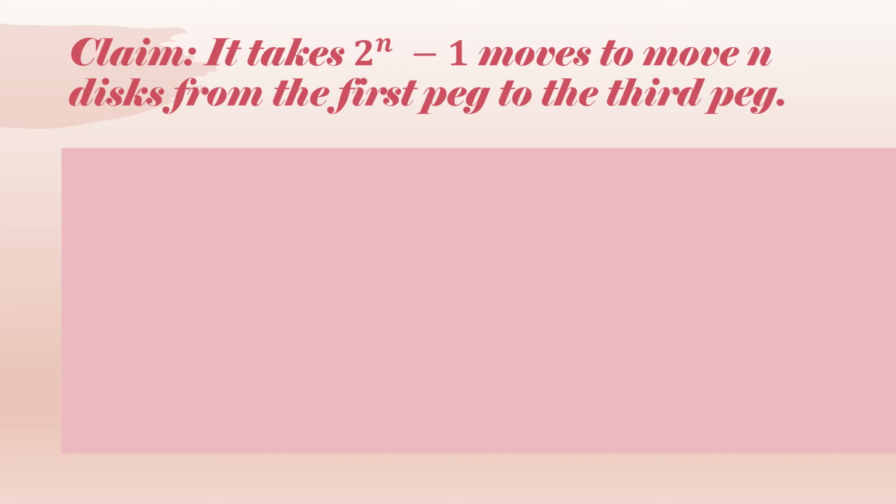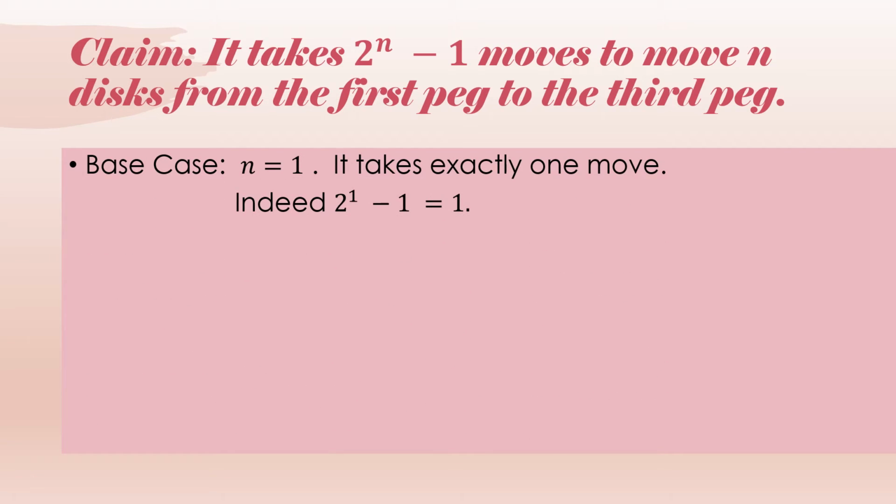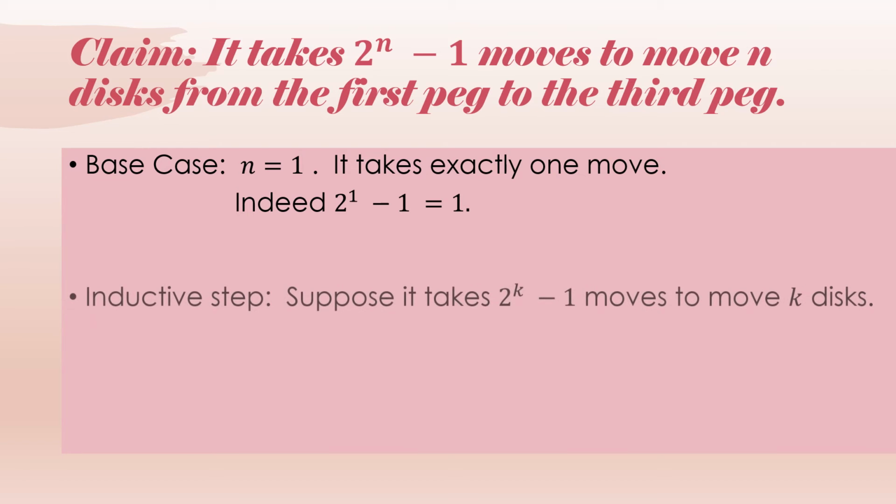So here we are going to claim that the total number of moves will be 2 raised to n minus 1. The claim is that it takes 2 raised to n minus 1 moves to move n discs from the first peg to the third peg. So the base case here is n equal to 1. If n is equal to 1, there is only one disc, so it has only one move. And on the right hand side, it is 2 raised to 1 minus 1, which is 1, and hence it is true.